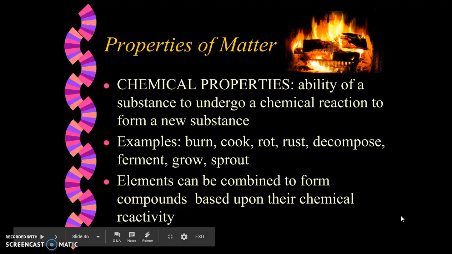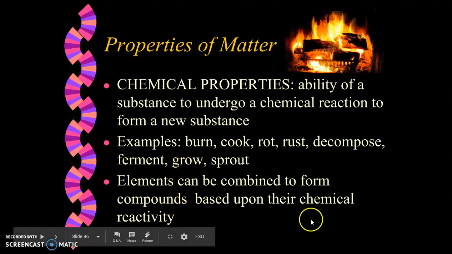Now, some properties of matter. A chemical property is the ability of a substance to undergo a chemical reaction to form a new substance. When you do a chemical reaction, you're forming something new. That is a chemical change. It is not something where you just mix things together so I can unmix them. I am forming a whole new material that I can write a formula for. Examples of words that indicate a chemical change would be burn, cook, rot, rust, decompose, ferment, grow, sprout. Once something burns, you can't unburn it. Once you bake a cake, you can't unbake the cake. Once something grows, you can't ungrow it again.